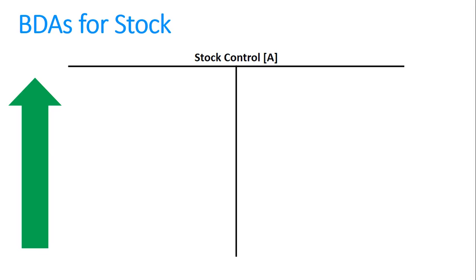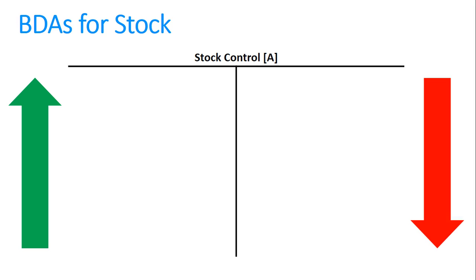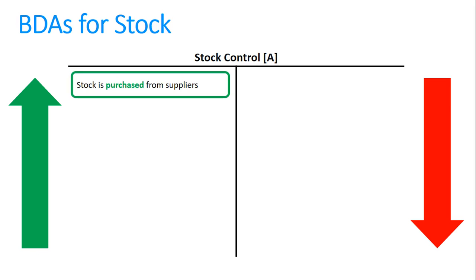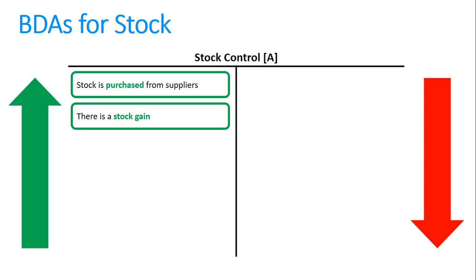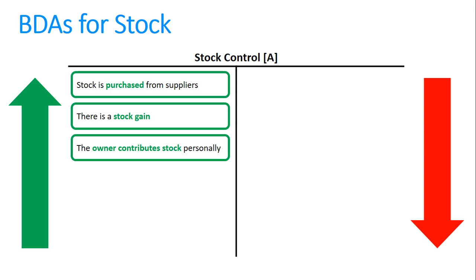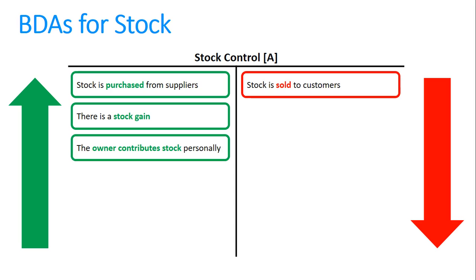Now to answer that and figure out what's happened, the best thing to do is to go back to the stock ledger and figure out everything that could make it go up and everything that could make it go down. So stock control goes up, it's an asset, it goes up on the debit side, so it's going to go up when we buy stock from suppliers. Could be a stock gain. The owner could give the business stock as a capital contribution.